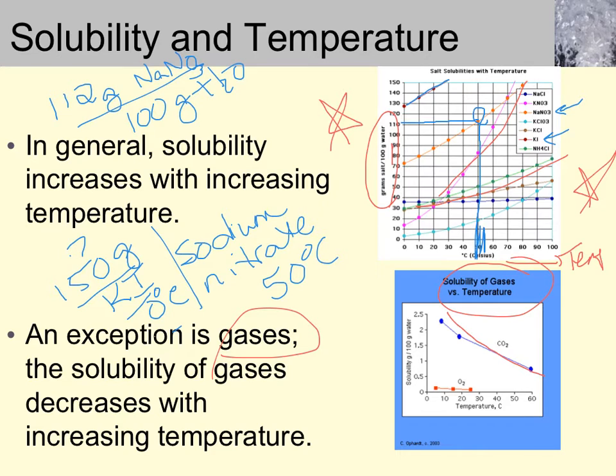And we're talking about 0 degrees, so find 0 degrees and see what is the solubility of potassium iodide at 0 degrees. It looks like about 128 grams of potassium iodide will dissolve in 100 grams of water. And this person's asking me if they can dissolve 150 grams. No, the answer is no. You can only dissolve 128 grams.